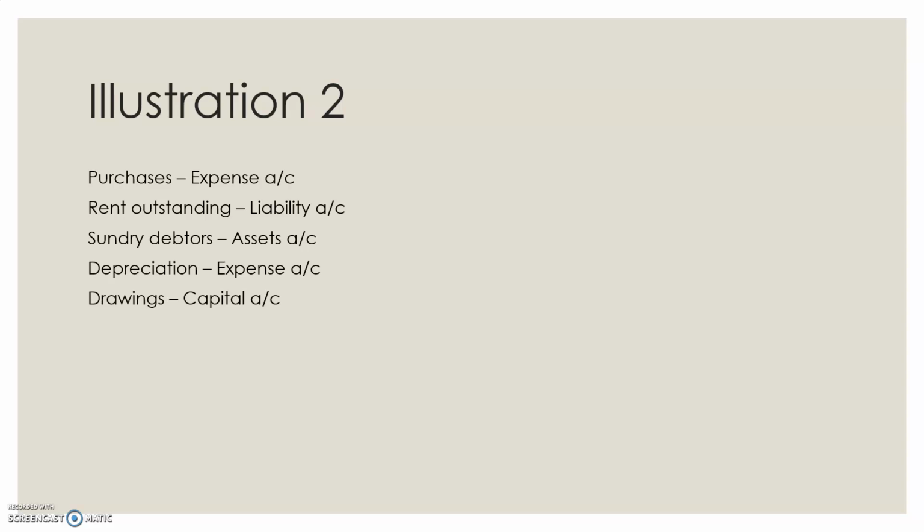Next is the second question in your text, that is purchases. There it is wrongly given as, I think, a personal account, but it's not. It is an expense account. Purchases is an expense for you. Rent outstanding is a liability account, because all outstanding amounts will be liabilities for you, payable amounts. It is due but not paid.